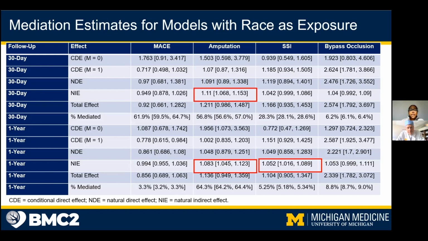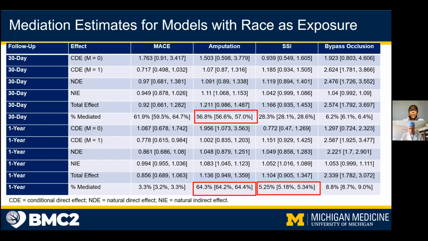And so the percentage of the total effect of race that can be attributed to admissions with more advanced disease was just under 57% for 30-day amputation, about 64% for 1 year amputation, and about 5% for 1 year SSI.